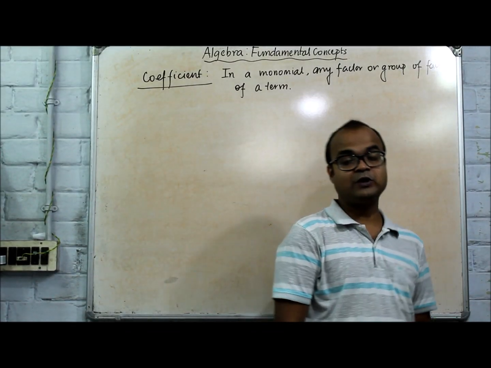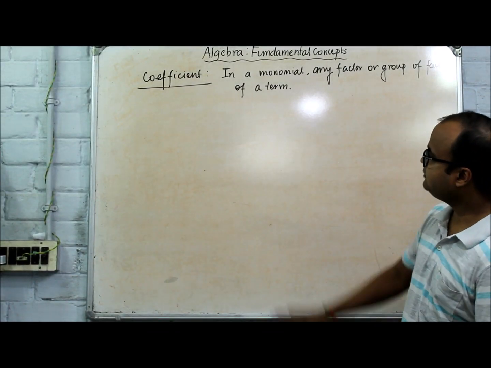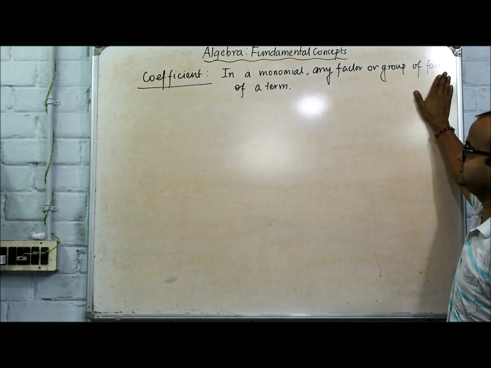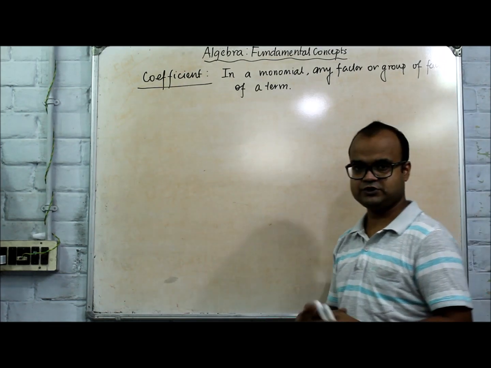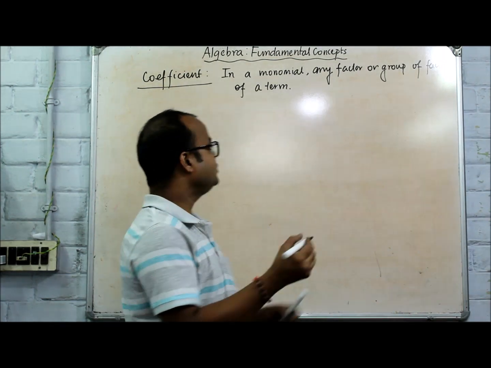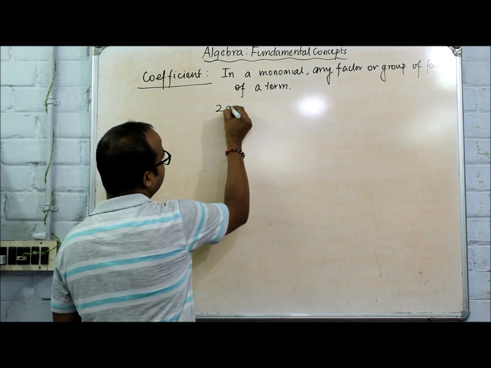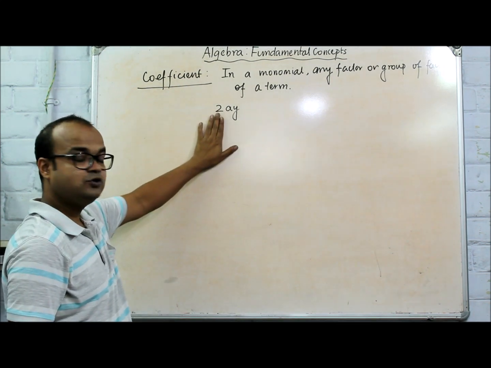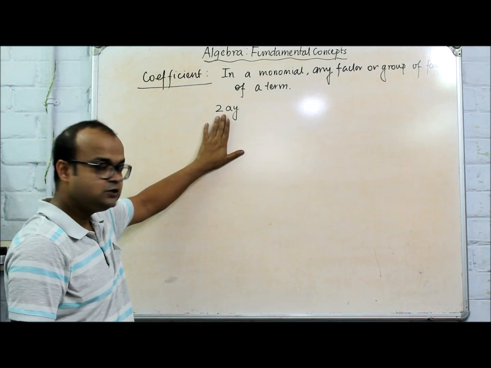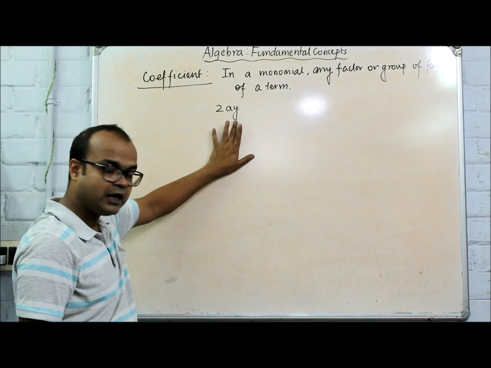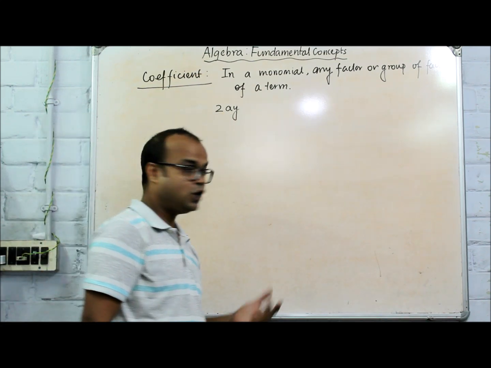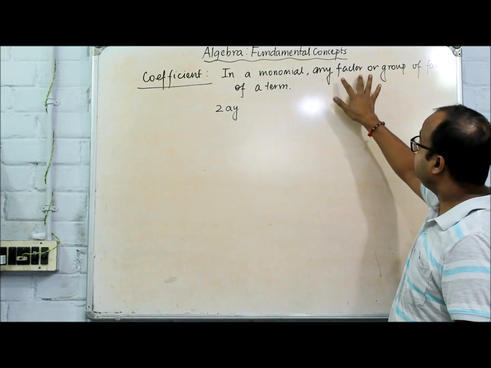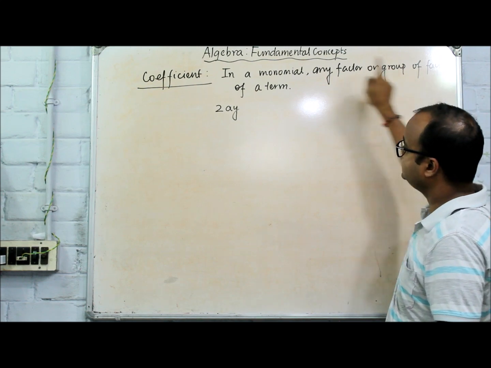We need to know what is coefficient. Coefficient means, in a monomial, any factor or group of factors of a term is called a coefficient. Now what is a factor? Suppose I say 2ay, it is a product of a constant and variables. So 2a and y are the factors of 2ay. Clear?